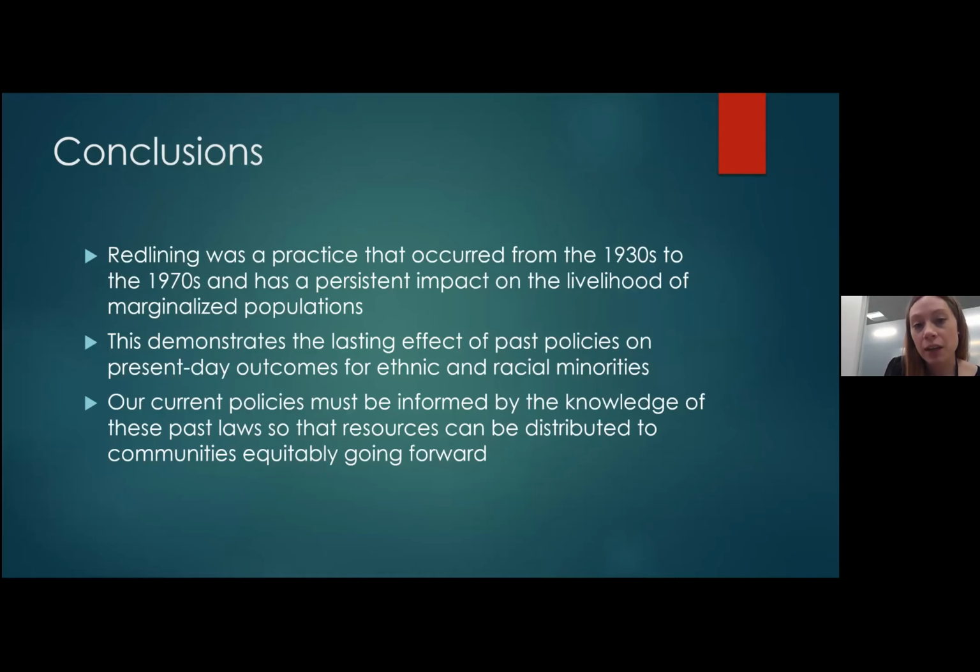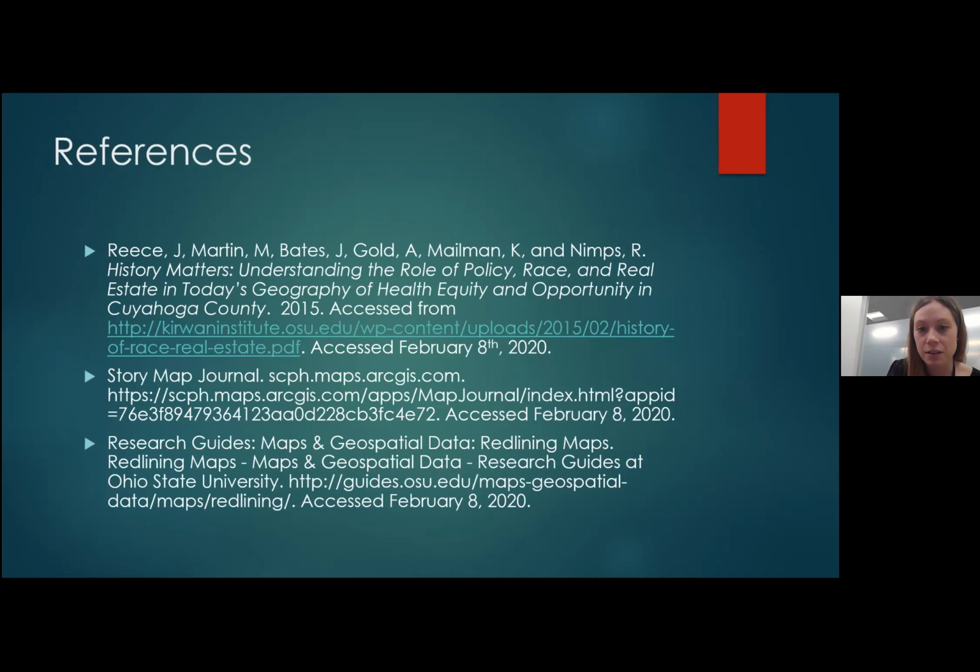So in conclusion, redlining was a practice that occurred from the 1930s up until relatively recently, the 1970s, and it has had a persistent impact on the livelihood and the health of marginalized populations. It demonstrates that the policies we make today can have long-lasting implications for ethnic and racial minorities, and that our current laws and policies must be informed by the knowledge of these past policies, so that resources can be distributed more equitably going forward to those folks that have historically been deprived of opportunity. And those are the references here.